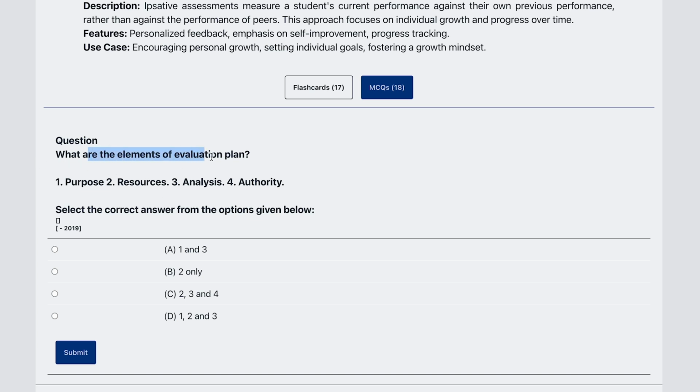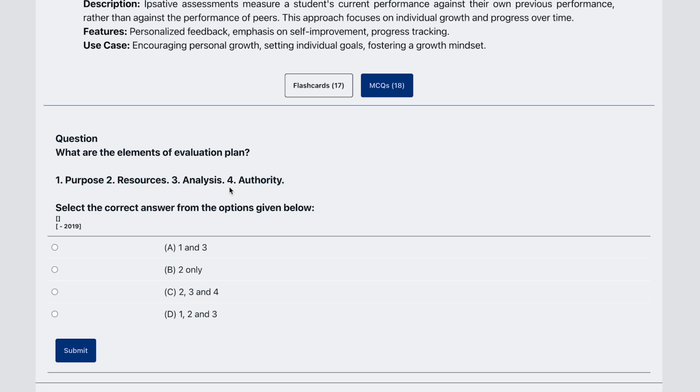What are the elements of evaluation plan? Purpose, resources, analysis, authority. So I'm guessing 1, 2 and 3.